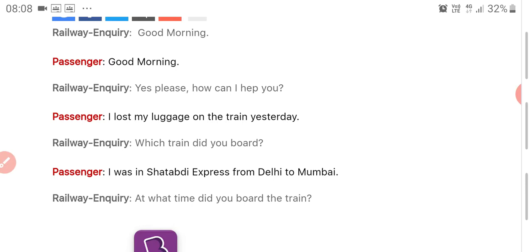Which train did you board, as in which train did you travel in? For those of you who are not familiar with the term, when you say did you board some train, it means did you travel in some train?